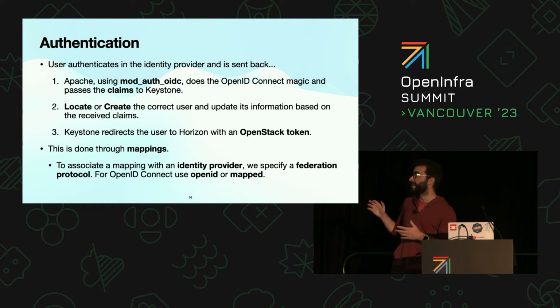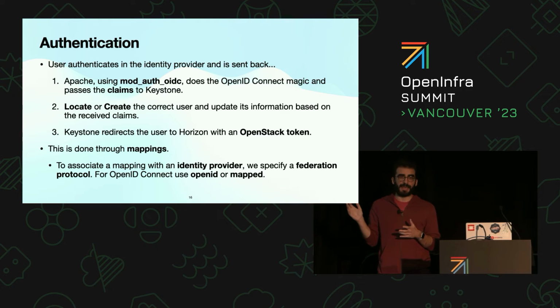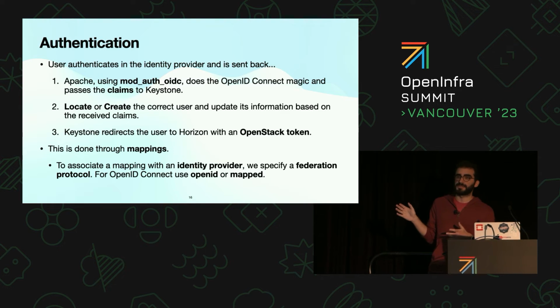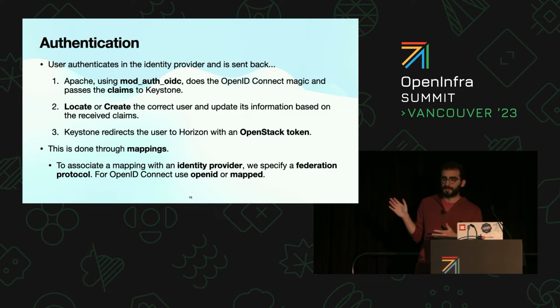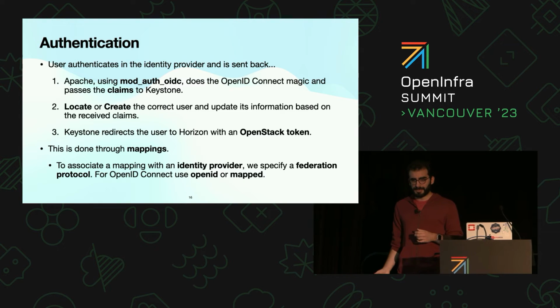which is important here. It is still separate from the access token or the ID token that the user is going to receive from their identity provider. Keystone and OpenStack still is its own world with regards to tokens. So all of the above is done through mappings.